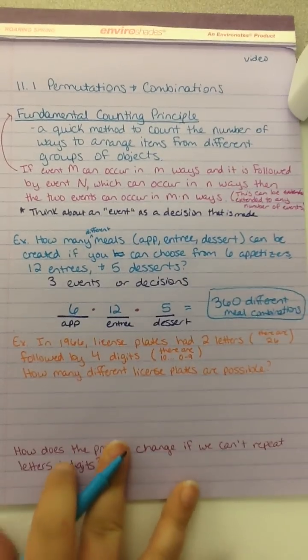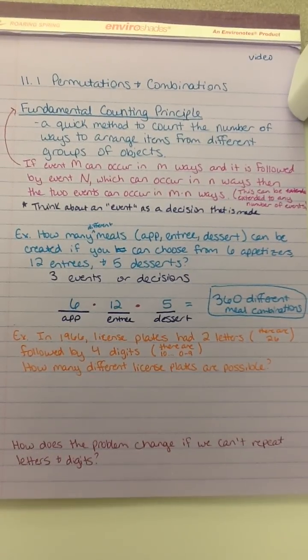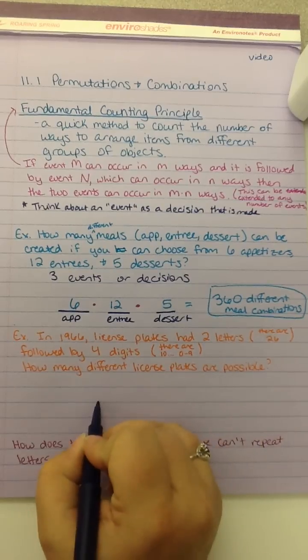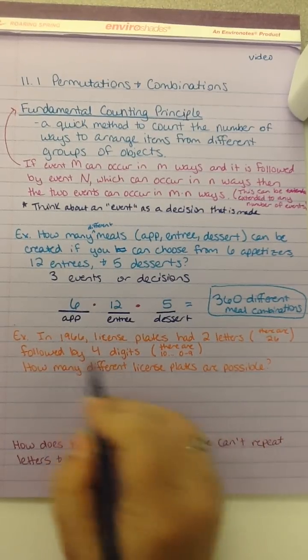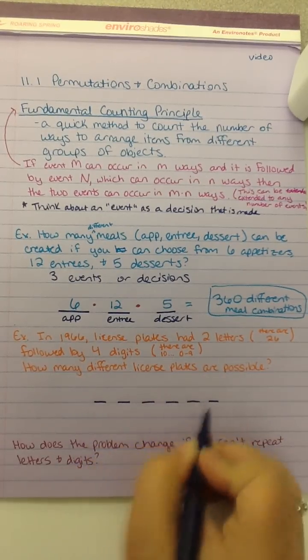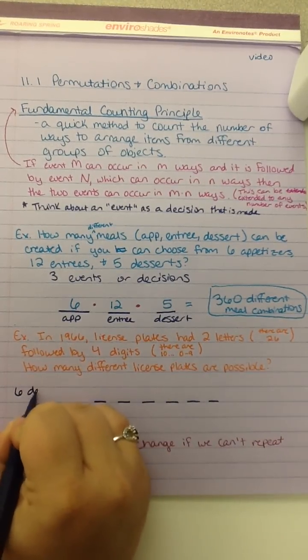In our next example, in 1966, license plates had 2 letters followed by 4 digits. How many different license plates are possible? Well, let's look at how many decisions we have to make. 2 letters followed by 4 digits. So 1, 2, 3, 4, 5, 6. 6 decisions.